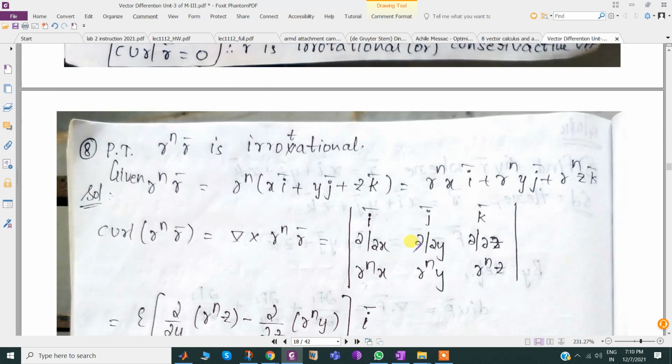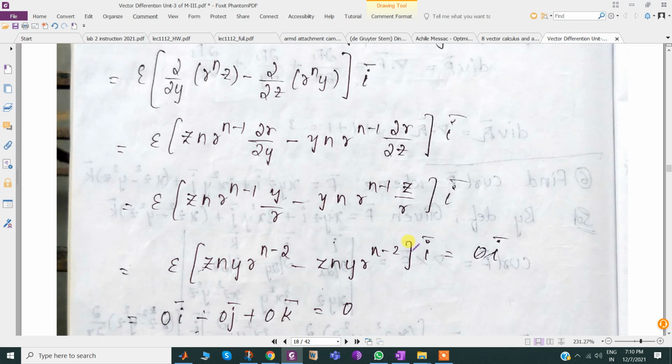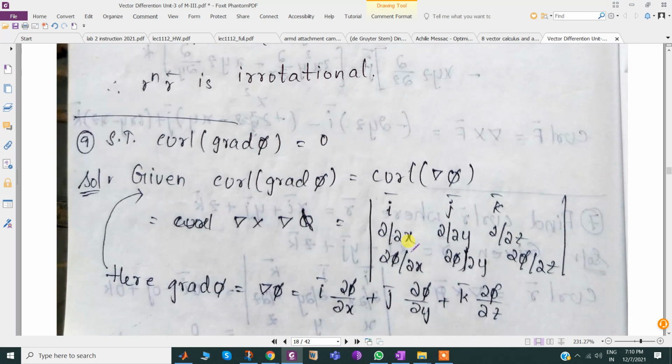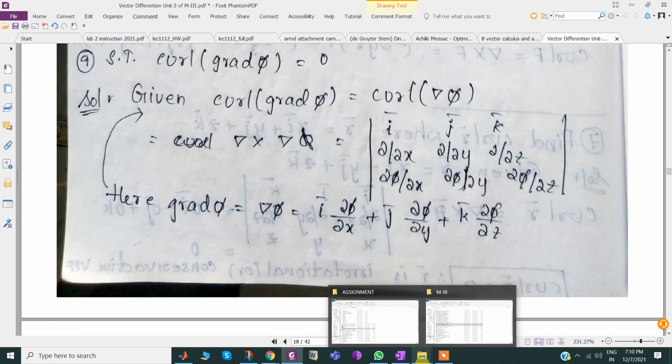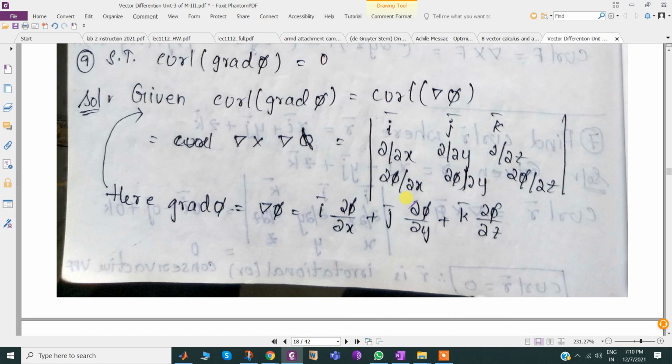Irrotational concept. Same irrotational concept. Curl grad phi is equal to 0. Curl grad phi equal to 0. This is also not a big deal. It's quite easy only. Grad phi is rewritten as del phi. So given that curl grad phi is equal to this, something is supposed to be 0. So here curl grad phi.